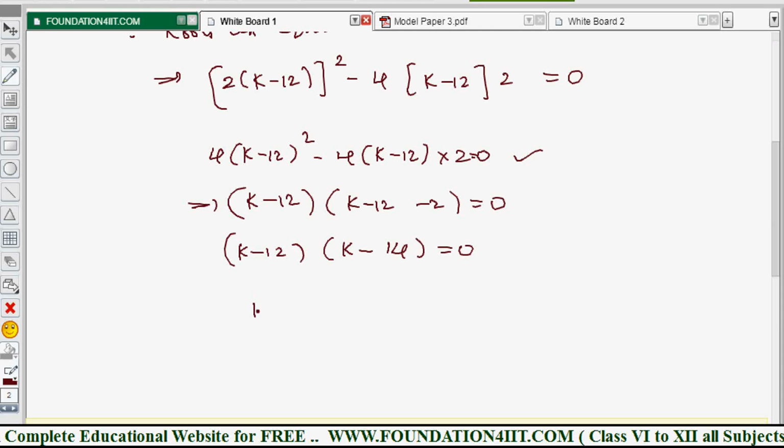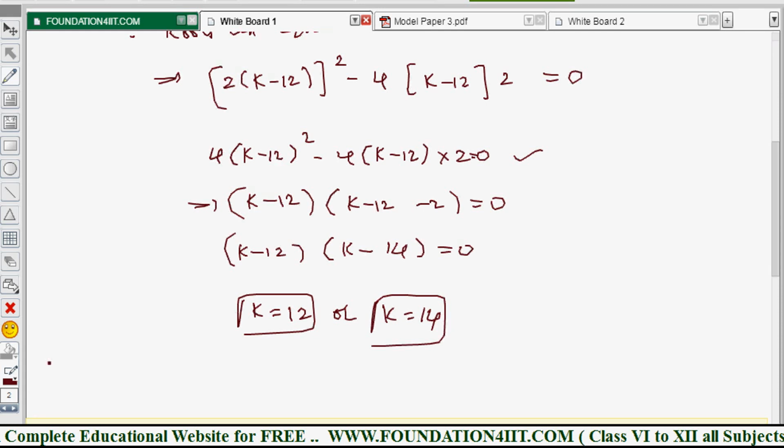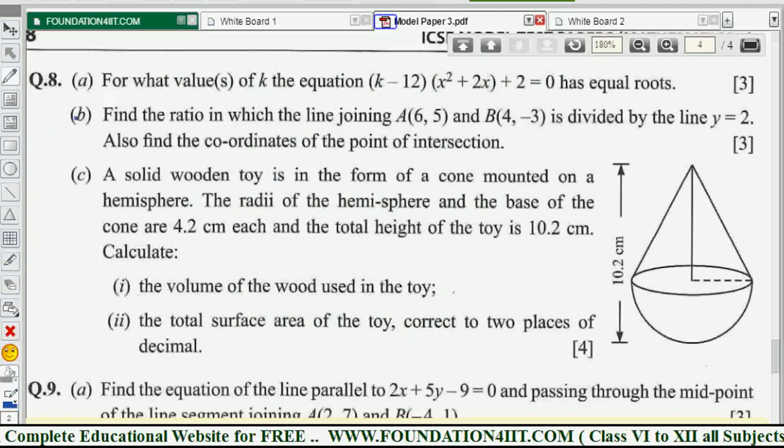So k is equal to 12 or k is equal to 14. Okay, so the values of k are 12 and 14. These two are the values. This is the problem, and I'll write this step once again if you want. From this step, I took 4 common: (k minus 12) square minus (k minus 12) into 2 is equal to 0. The next step is this. Now let us see the next question.